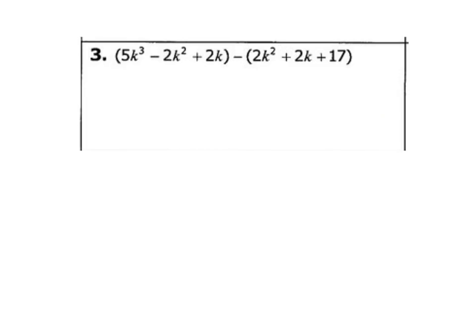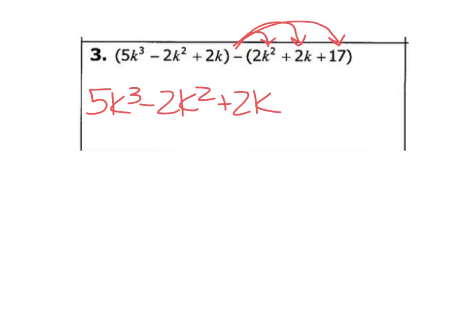All right, number 3, this is a subtraction problem where we have to be careful and we have to distribute the subtraction to every term in the second parentheses. So we rewrite the first one exactly how it is. And then we want to say minus 2k squared minus 2k minus 17. Then we're just combining like terms, so look for the highest degree.